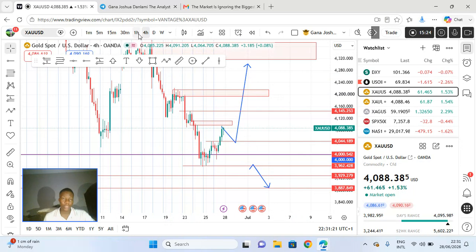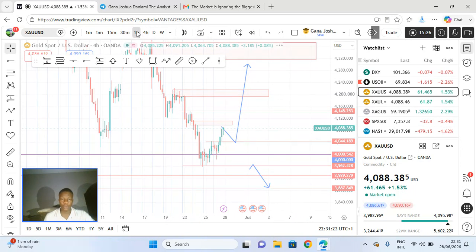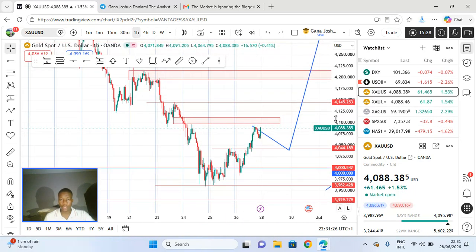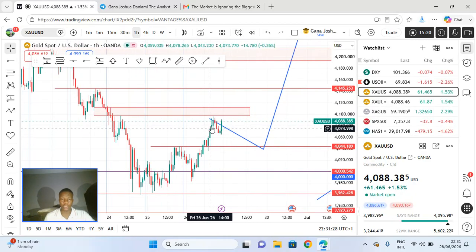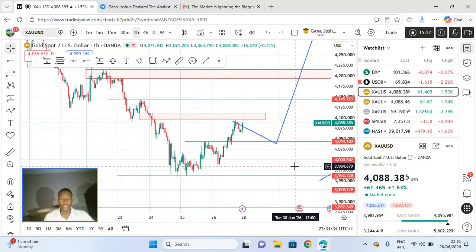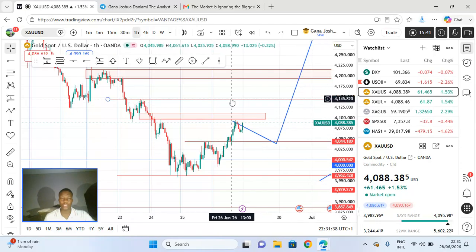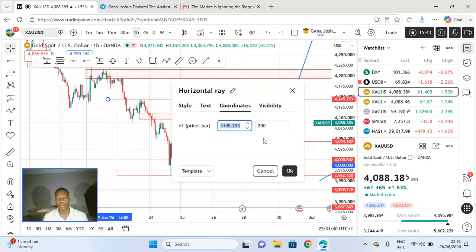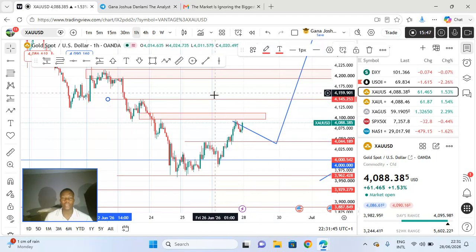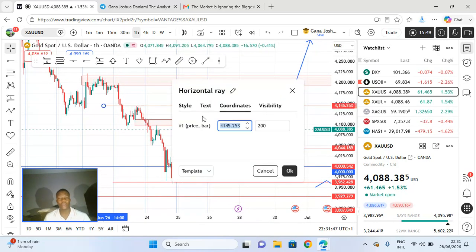Yeah. So that's what we see happening on gold. Price started reacting to this resistance, but then it's like price is coming for it. So let's see what happens when market opens. But the next level of resistance is around 4,150, 4,145, 4,150. And that's where price is coming. There's a whole lot of money here.